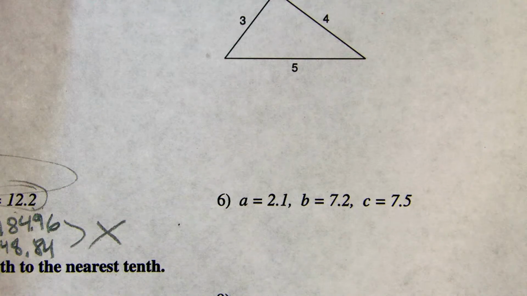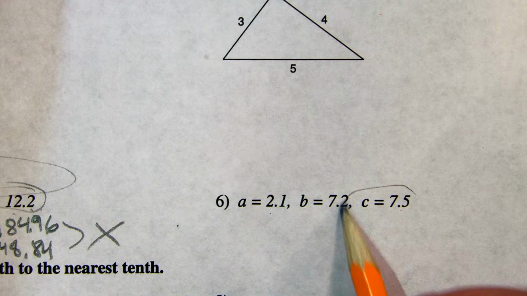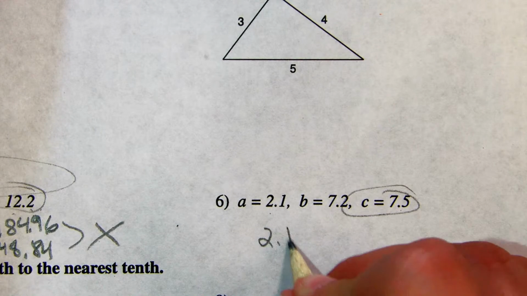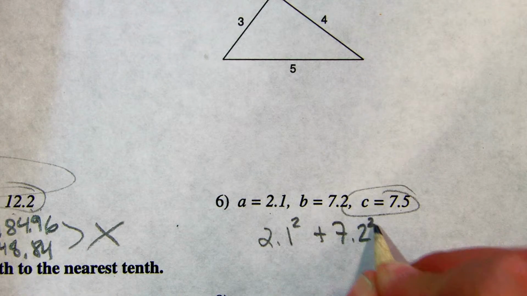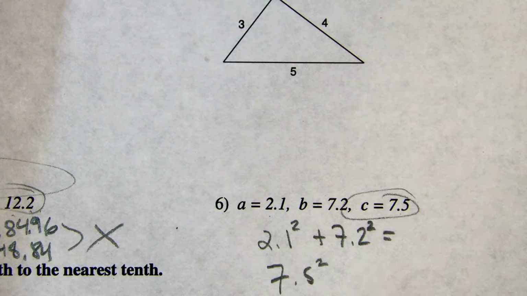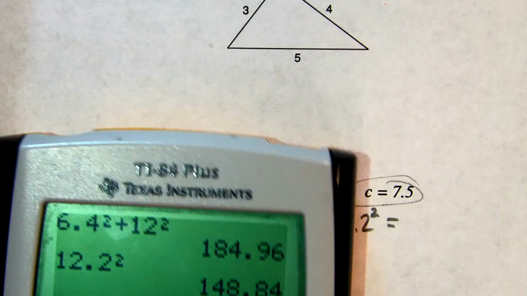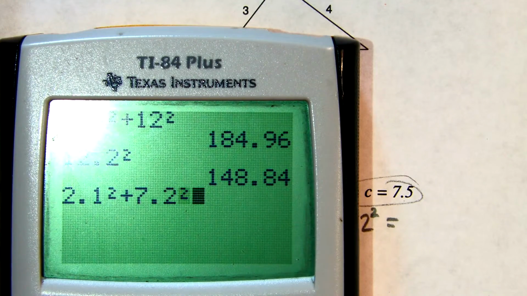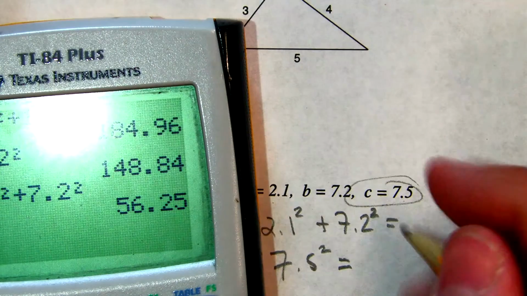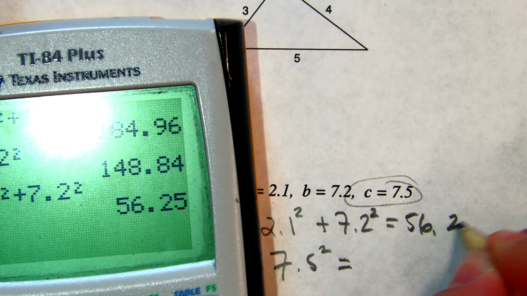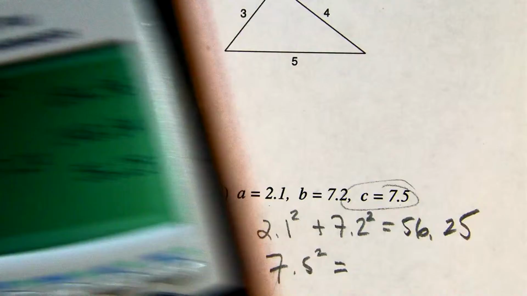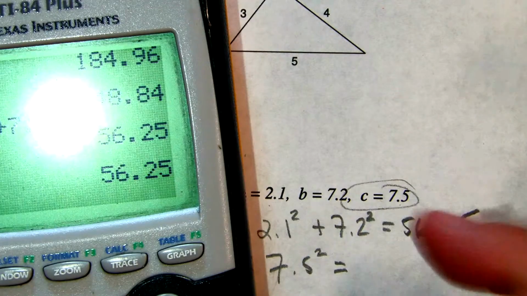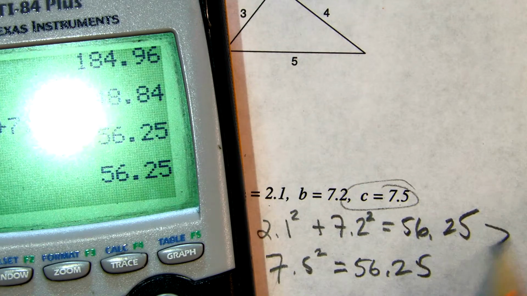Try another example like that. I've got 2.1, 7.2, and 7.5. 7.5 is the long side, so that's going to be my C. It's going to be the possible hypotenuse. So I've got to figure out what 2.1 squared plus 7.2 squared is, and then I've got to figure out what 7.5 squared is. So let's start with 2.1 and 7.2. That's 56.25. Then I've got 7.5, and that's also 56.25. So these two are the same, so yes.